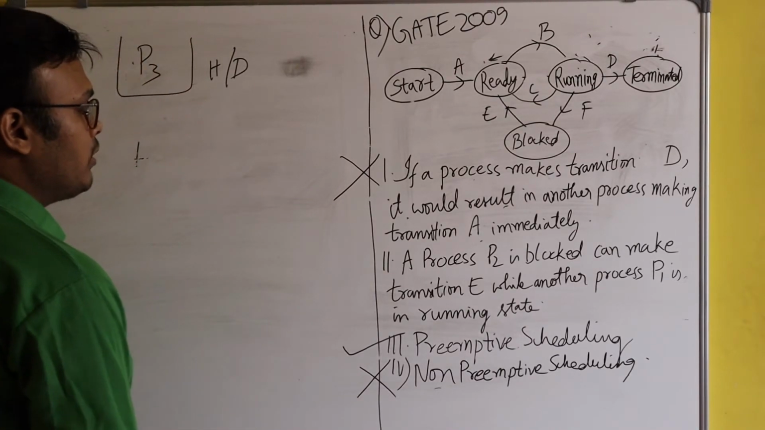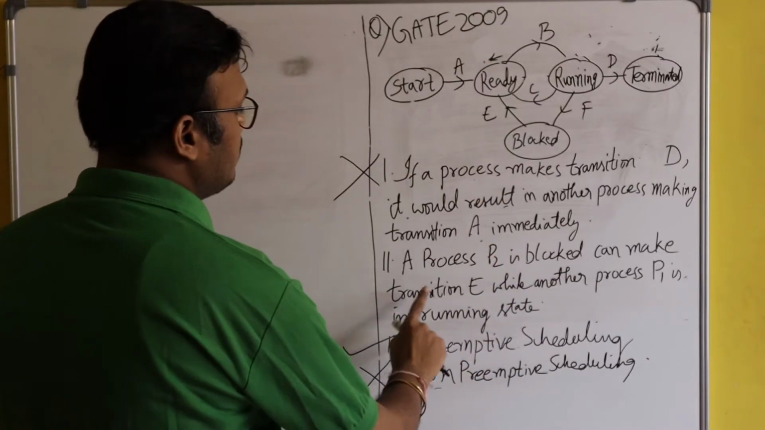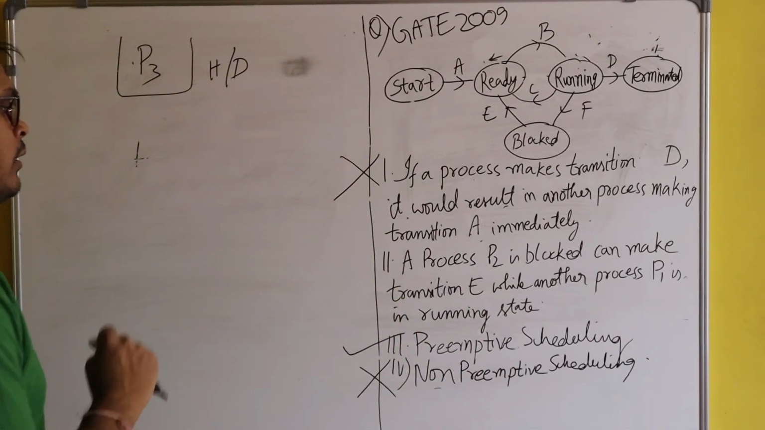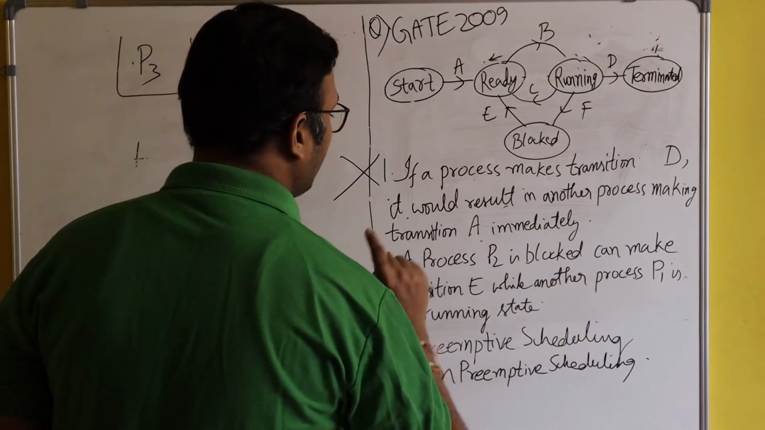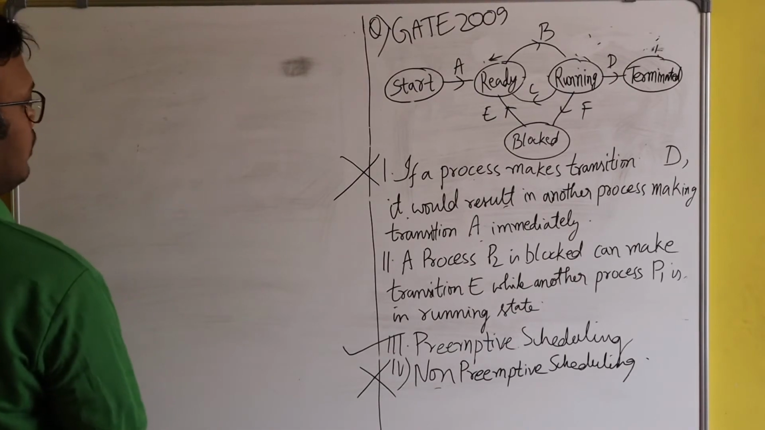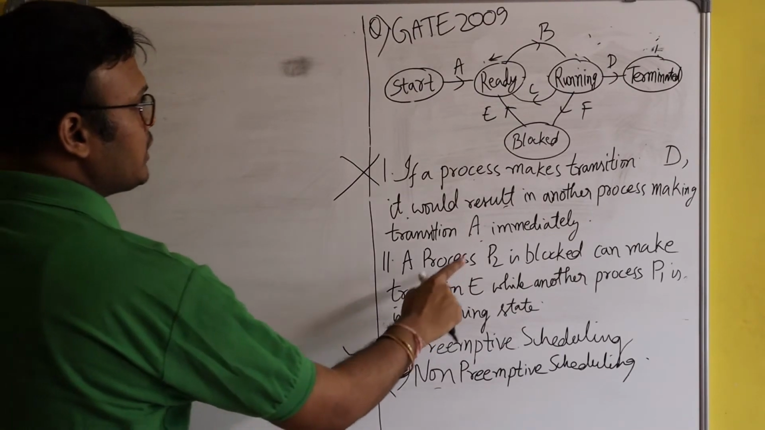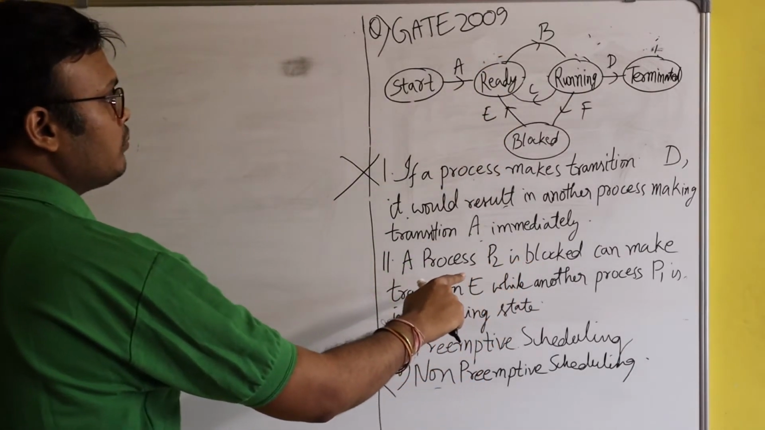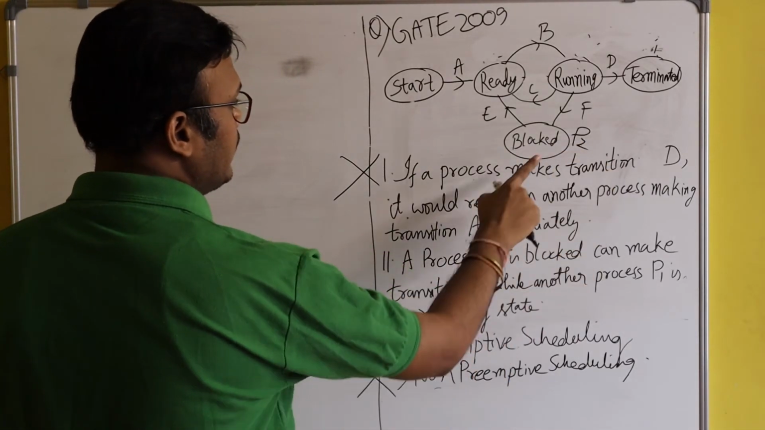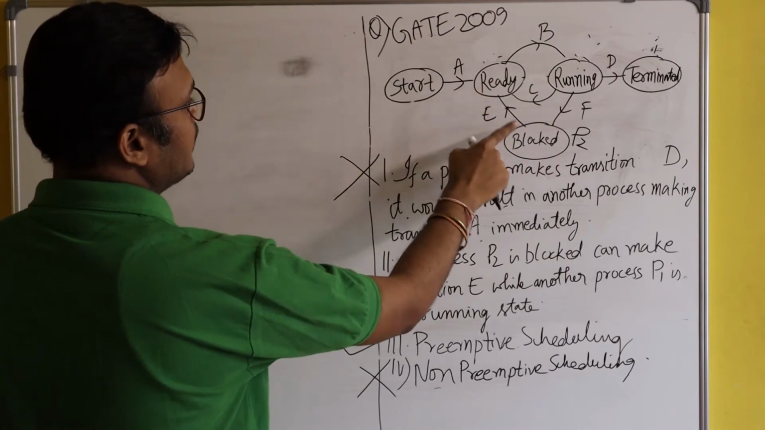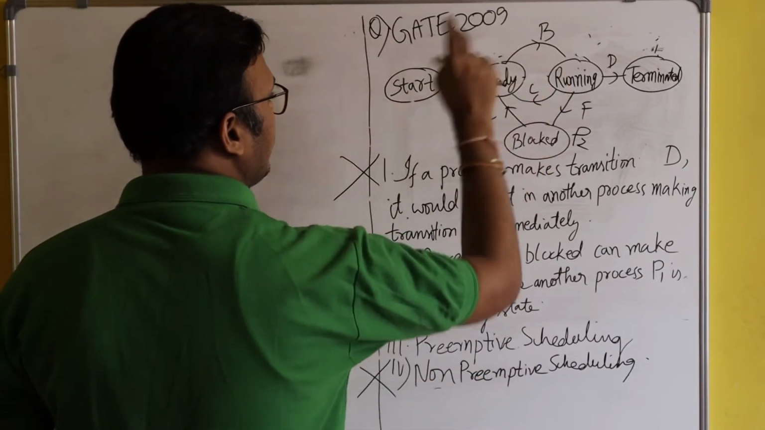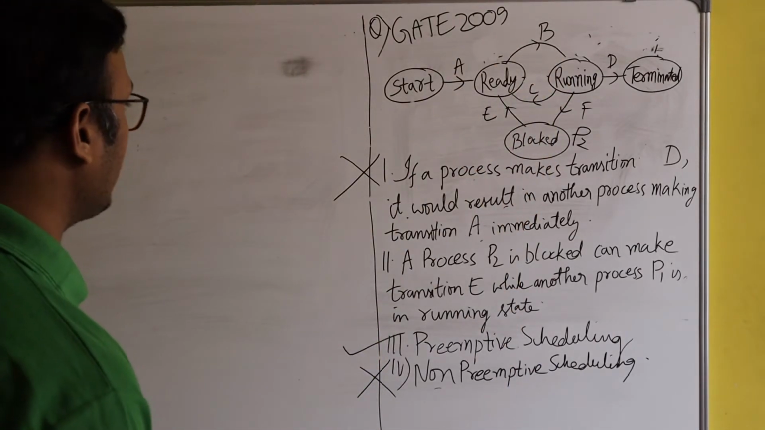And what is statement number 2? A process P2 is blocked, can it make transition E while another process P1 is running? Let's analyze this statement. A process P2 is blocked, which means P2 is in the blocked state. Can it make transition E, meaning blocked to ready, while another process is in the running state?